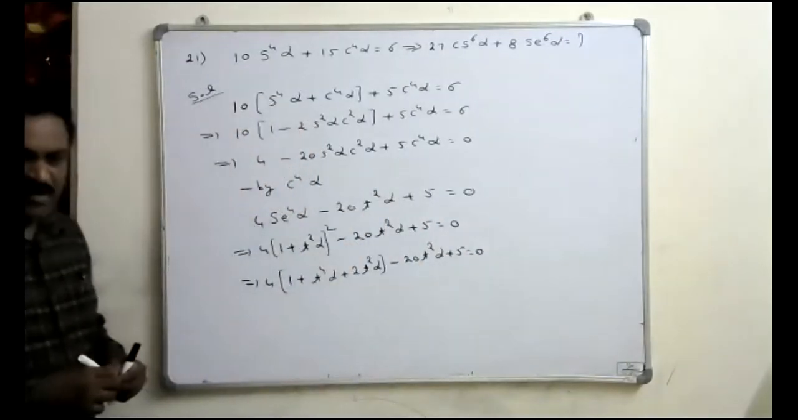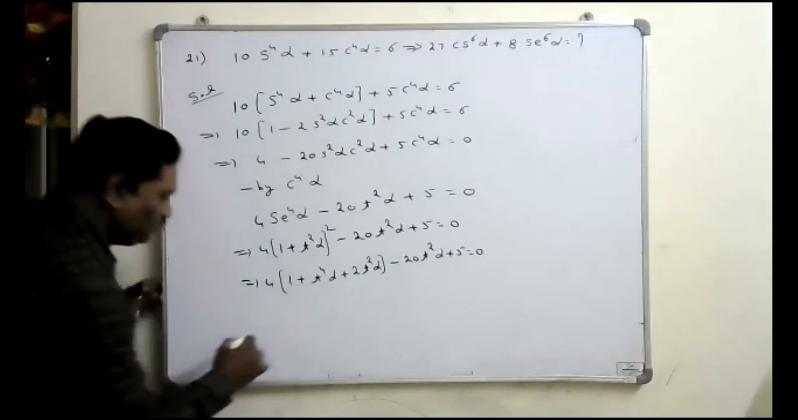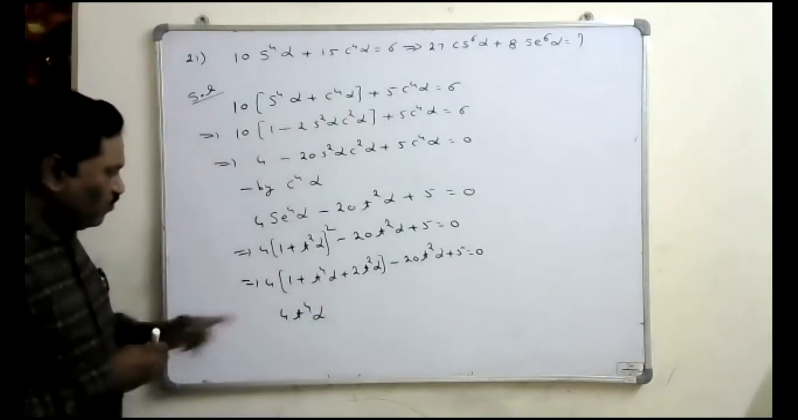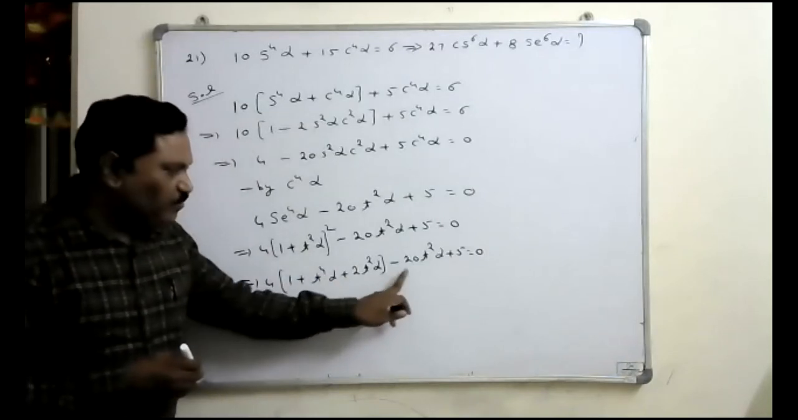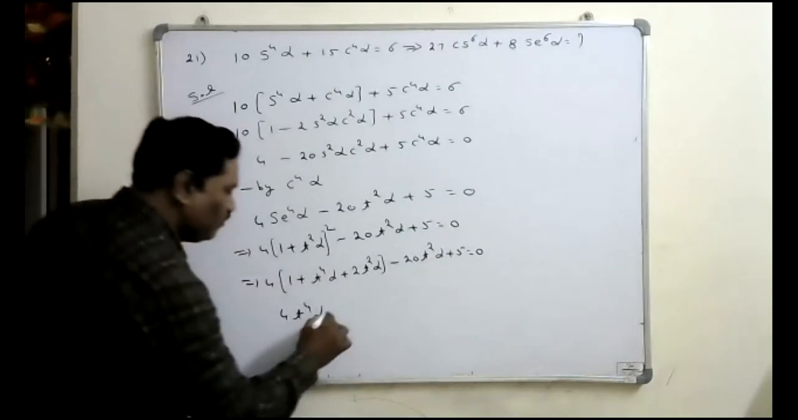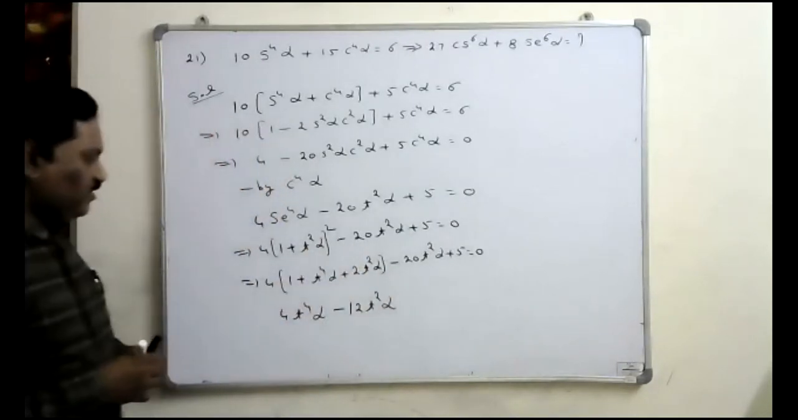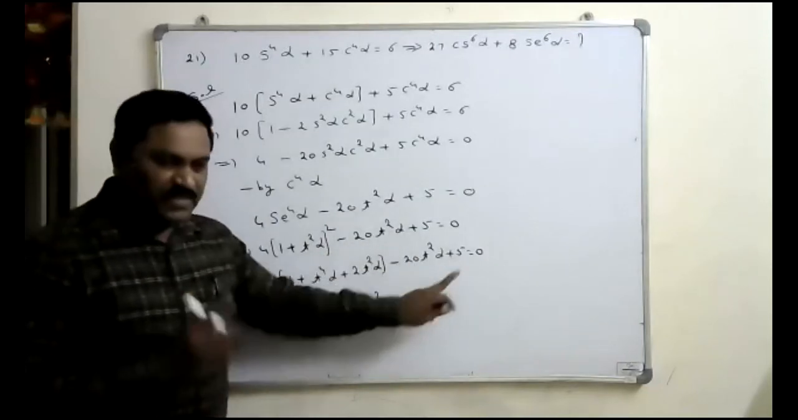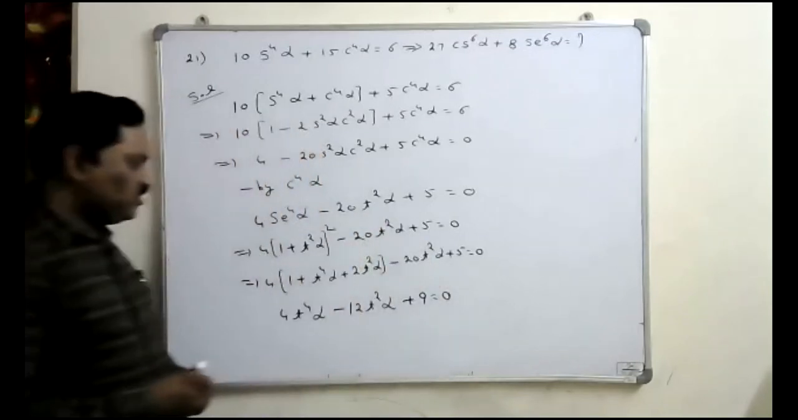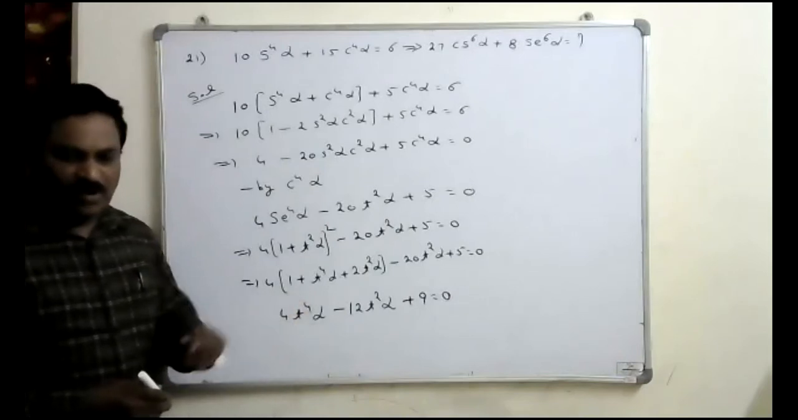Okay. Now if you multiply by the 4, there is a 4 tan power 4 alpha. Then 4 twos are 8 tan square alpha minus 20 tan square alpha. 4 twos are 8 minus 20, that is minus 12 tan square alpha. Then 4 into 1 is 4, plus 5, that is 9. Plus 9 is equal to 0. So this is the equation we got. This is a quadratic equation in terms of tan square alpha.